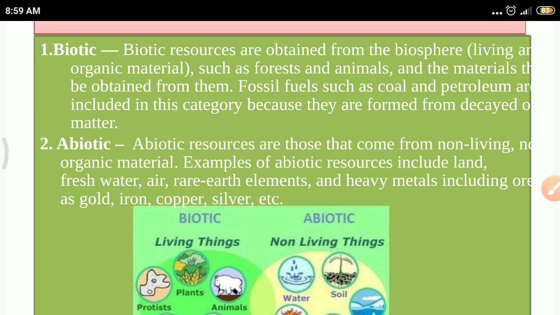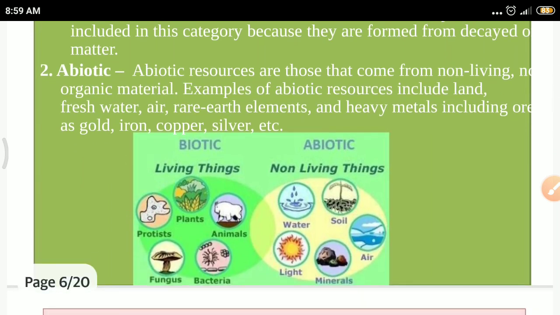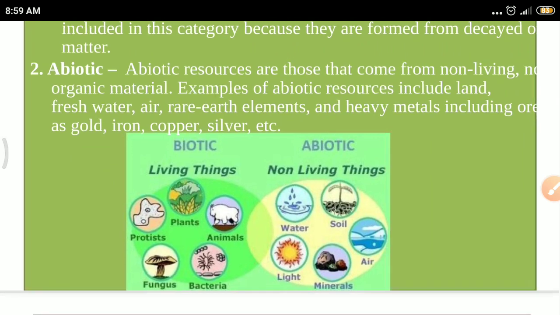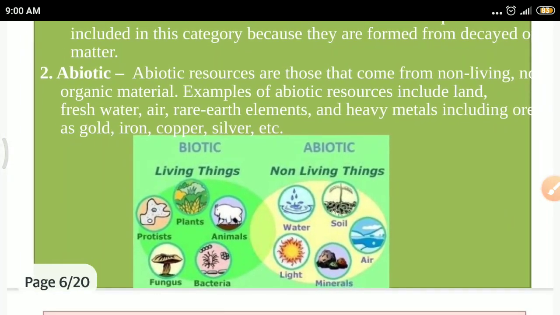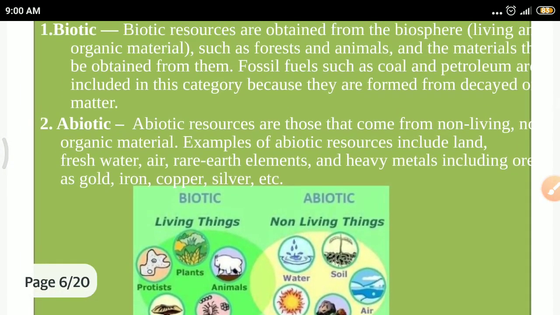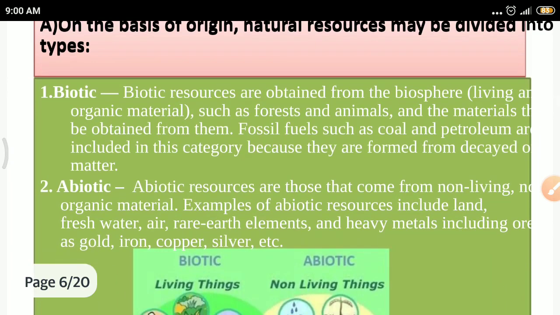In this photograph, you can clearly observe the differences between biotic resources and abiotic resources. Here in the biotic component, you can compare living things and non-living things. Here are the presence of plants, animals, bacteria, fungi, protists. And in the case of abiotic resources, there are water, soil, light, minerals. This is the classification of the natural resources on the basis of their origin.